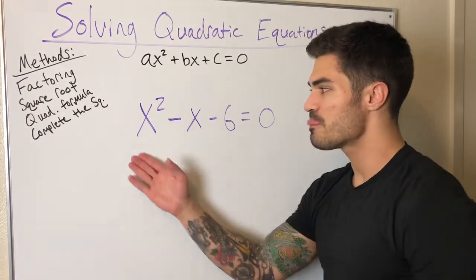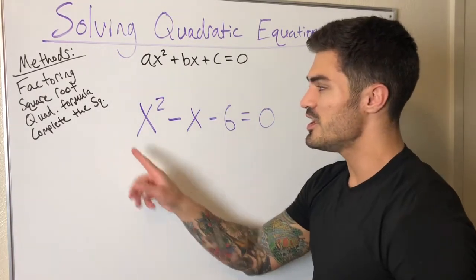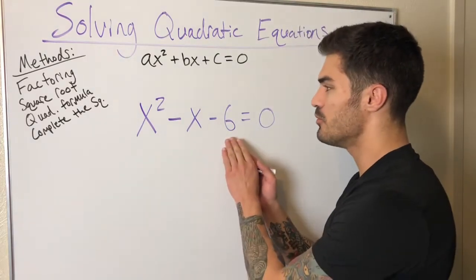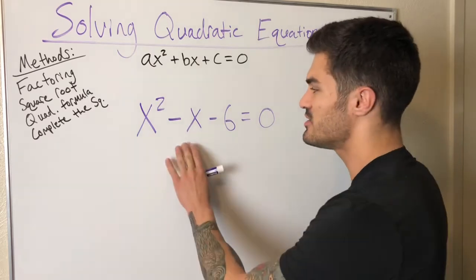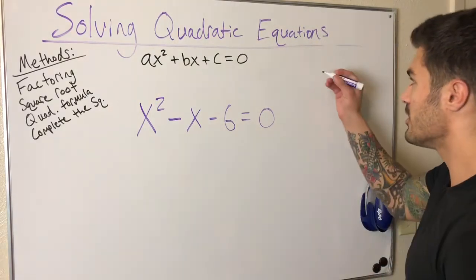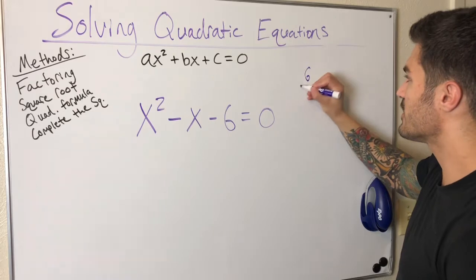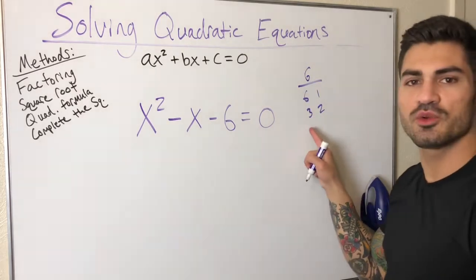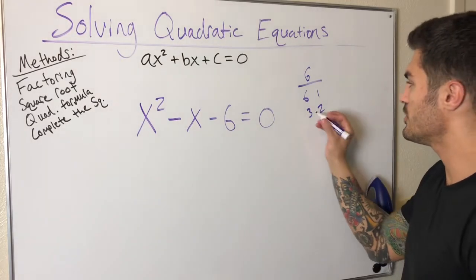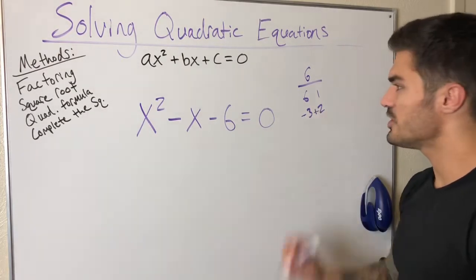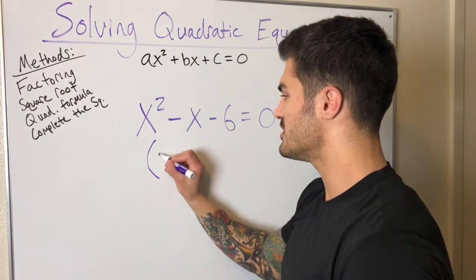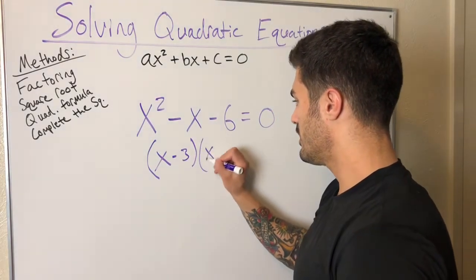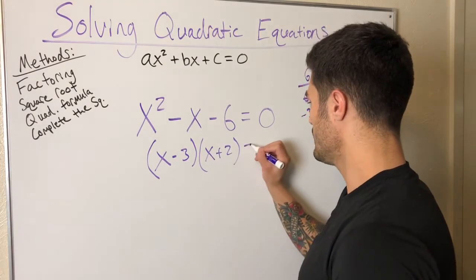We'll factor this. This is a trinomial where a equals 1, so I can just use my multiply-add method. I'm looking for two numbers that multiply to be -6 and add to be -1. So I'm going to break up 6, and the factors of 6 are 6 and 1, and 3 and 2. I think I can use this 3 and 2 if I do -3 plus 2. So that's what's going to be inside my parentheses here. So (x - 3)(x + 2) = 0.